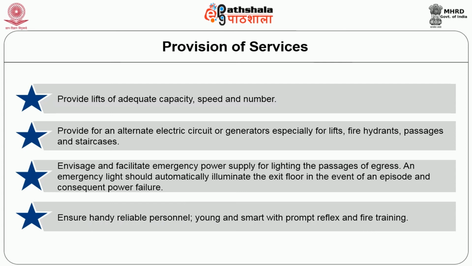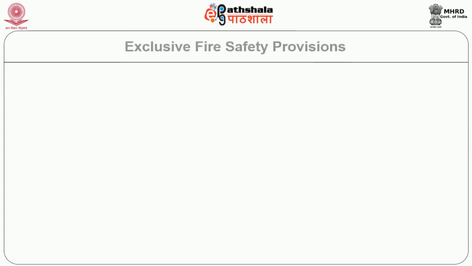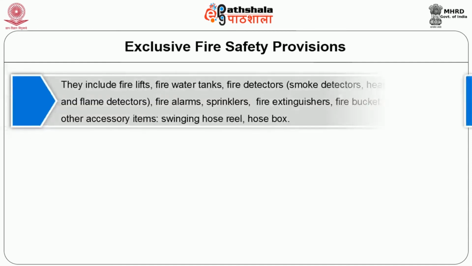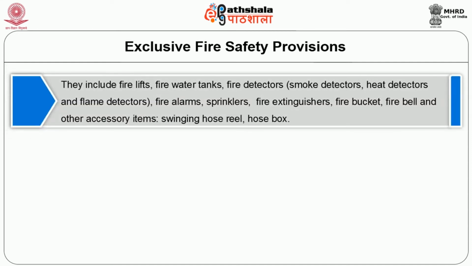The facts hitherto therefore highlight access to both living and non-living resources. The fourth one is something which will beat all others, and that is concern for provision of exclusive fire safety resources. Do you know what they are? Have a look at the slides. They include fire lifts, fire water tanks, fire detectors for smoke, heat and flame separately, fire alarms, sprinklers, fire extinguishers, fire bucket, fire bell and other accessory items like a swinging hose reel, hose box, etc.